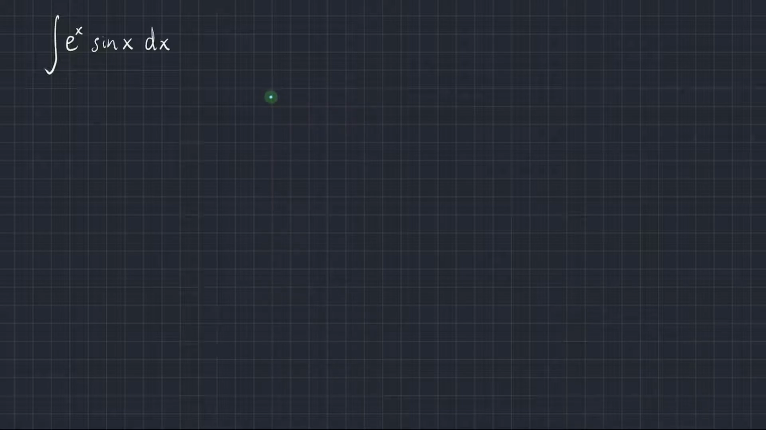Ready? Well, now you might have chosen u to be e to the x and dv to be sine x dx. Honestly, it does not matter which one is u, which one is dv. It's all going to work out the same way in the end. So since u is e to the x, we can say that du is e to the x dx. And since dv is sine x dx, integrating both sides, we should get v is negative cosine x.